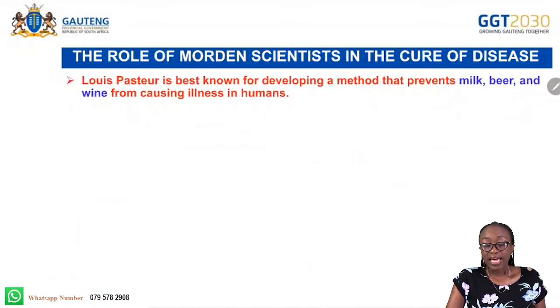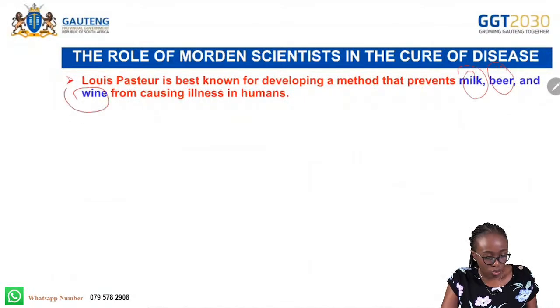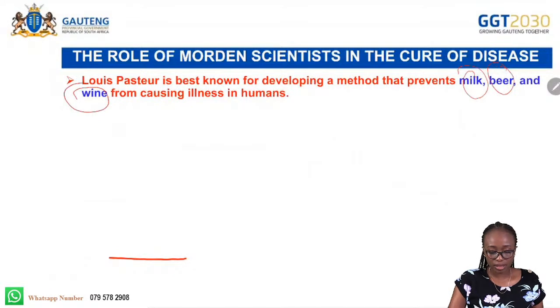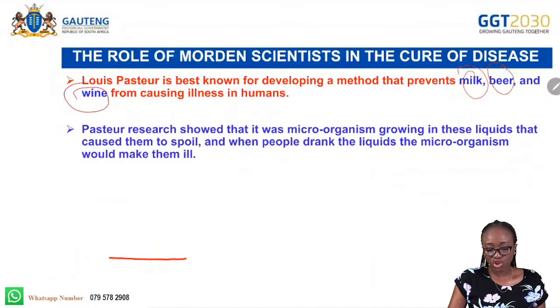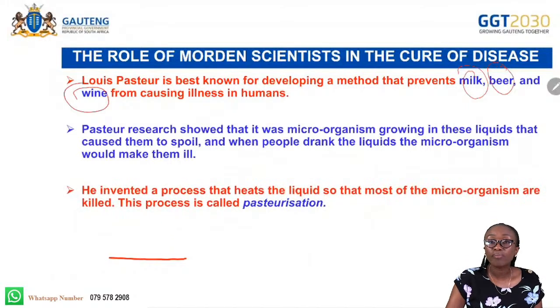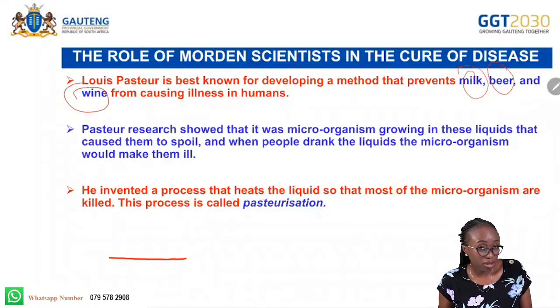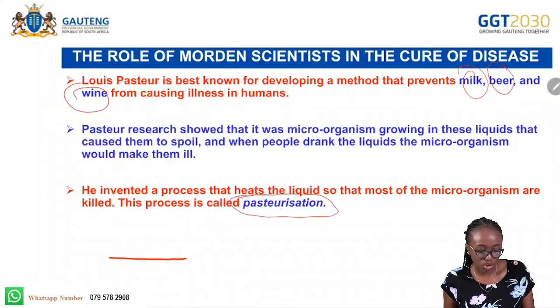Louis Pasteur is best known for developing methods that prevent milk, beer, and wine from causing illnesses in humans. Pasteur showed that a microorganism growing in these liquids can make them spoil, and if people drank them, they were going to be sick because of the microorganism in there. So he developed a method that heats liquid to kill the microorganism, called pasteurization.